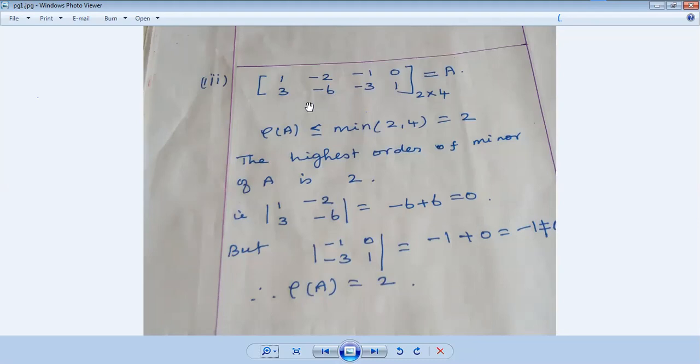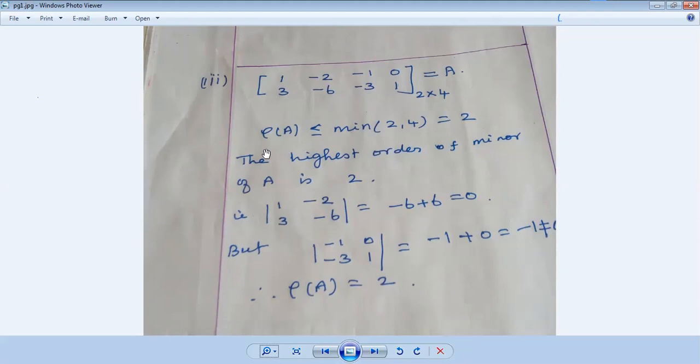The order of the matrix is 2 rows and 4 columns. So the order of the matrix is 2 by 4. So the rank of the matrix is at most the minimum of rows and columns, so minimum of 2 comma 4. Minimum value is 2. Therefore, the highest order of the minor of A is 2.